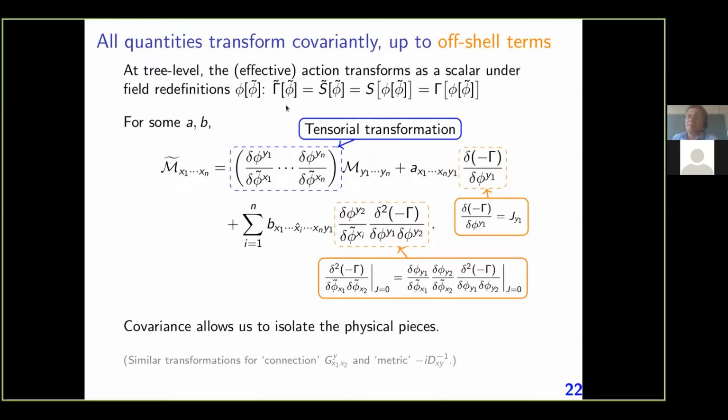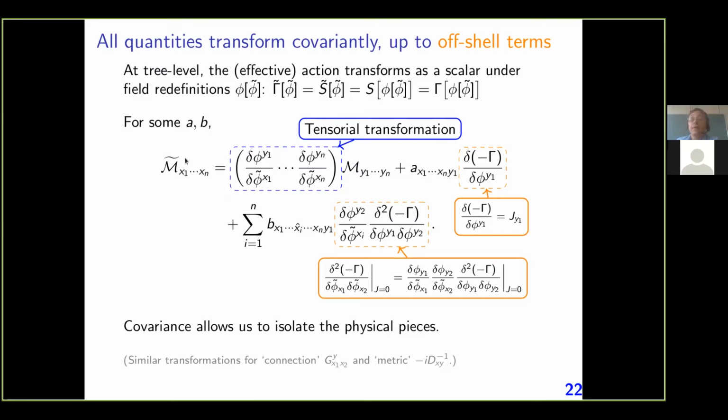And here we make a little conceit. We just go to tree level. And the reason for doing this is the effective action is just the normal action. And so we know it transforms as a scalar under all field redefinitions. So under any field redefinition, including something with derivatives, that is phi goes to phi tilde, the action is going to transform as a scalar.